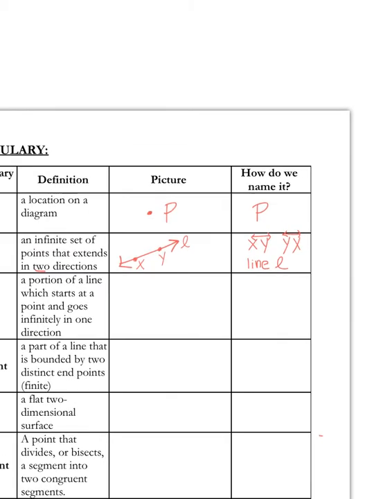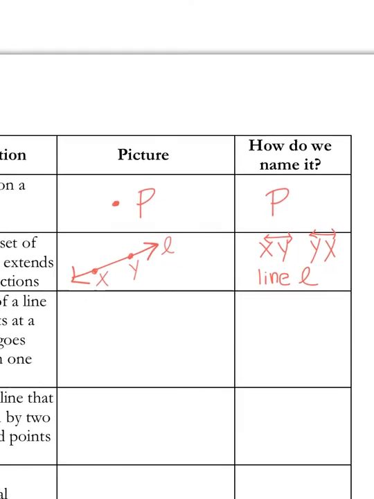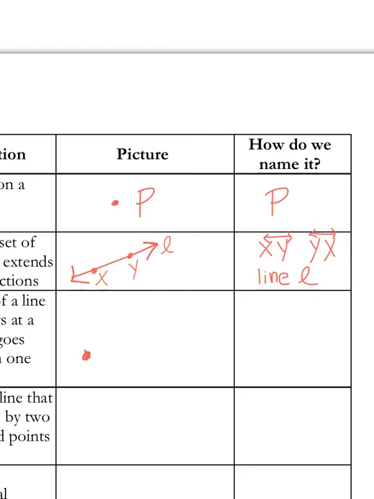Our next word is called a ray, and that is a portion of a line which starts at a point and goes infinitely in one direction. So here's a point, and it goes in one direction. If I say this is M and N, you always have to start at your point M and go to N. So your arrow always goes to the right. It always starts with the endpoint.